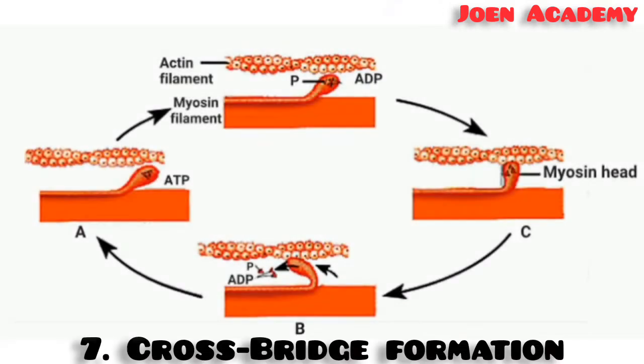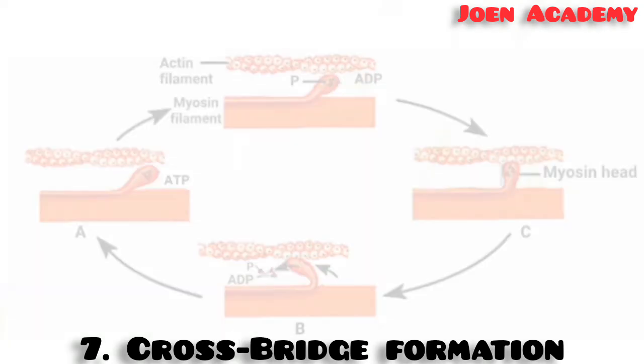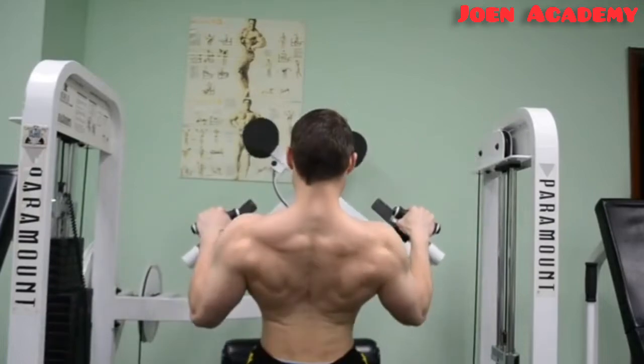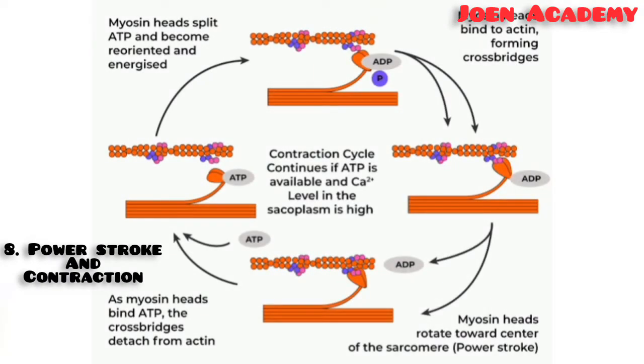The seventh step is the formation of a cross bridge. As the binding sites of the actin filament are exposed, myosin heads bind to the actin filament, which brings about the formation of cross bridges. Remember that myosin is a thick filament of the muscle fiber. It is this formation of cross bridge that is the main key to the step of initiation of contraction of muscle. And as for the eighth step, we have the power stroke and muscle contraction.